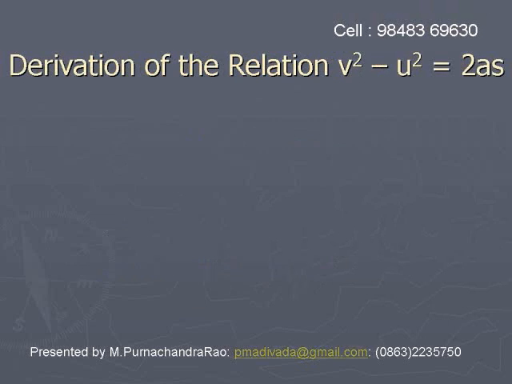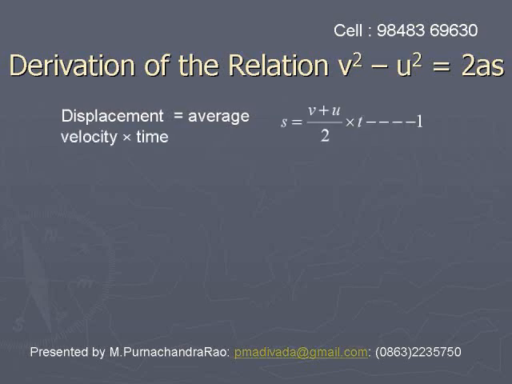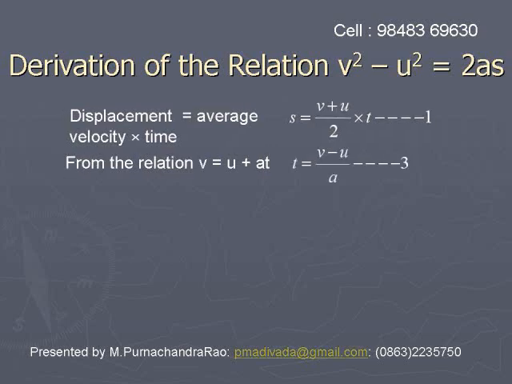Derivation of the relation v square minus u square is equal to 2as. We have displacement is equal to average velocity into time, which can be written in the form of equation as S is equal to (v plus u) by 2 into t. This is equation 1.